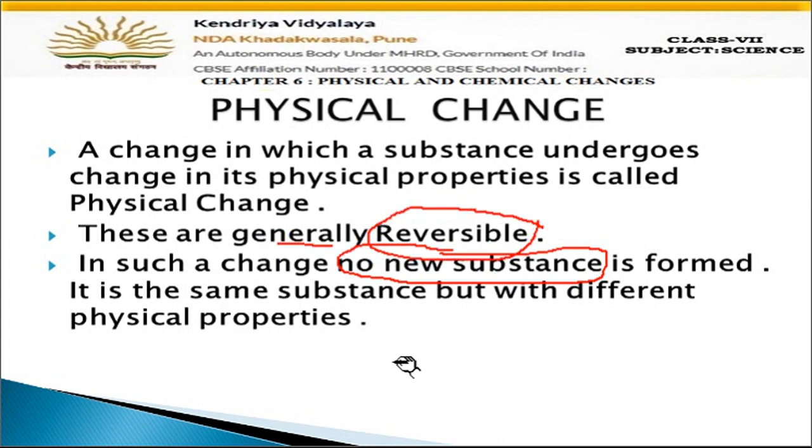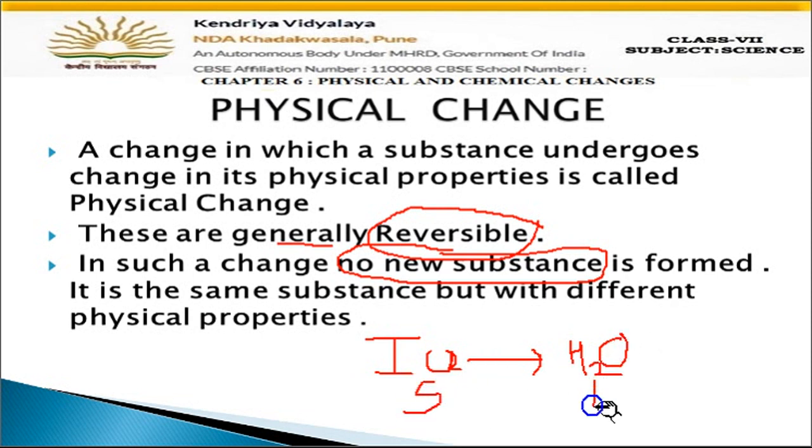Reversible type means, for example, suppose you have ice, right? And the ice melts and forms water. H2O is the formula for water, right? So ice is changing into water. Now this is the solid form and this is the liquid form.